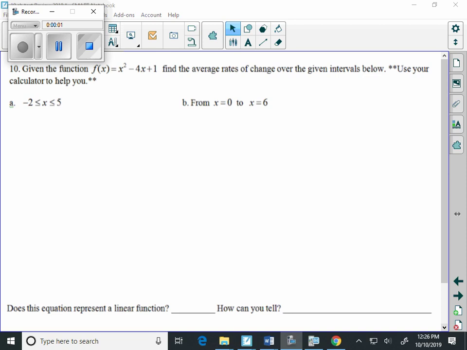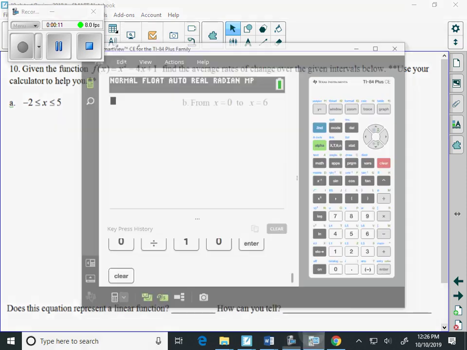Function f of x equals x squared minus 4x plus 1, find the average rate of change over the given intervals below. Use your calculator to help you. We'll pull out your calculator.